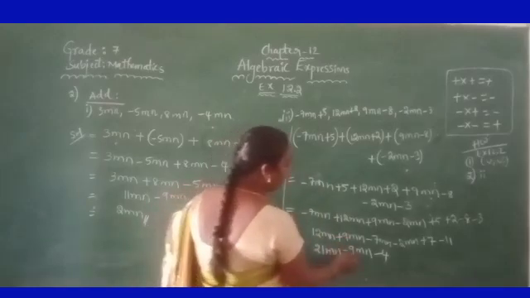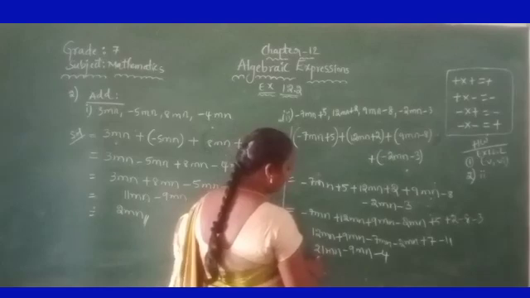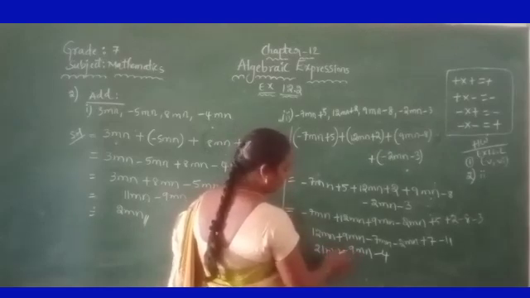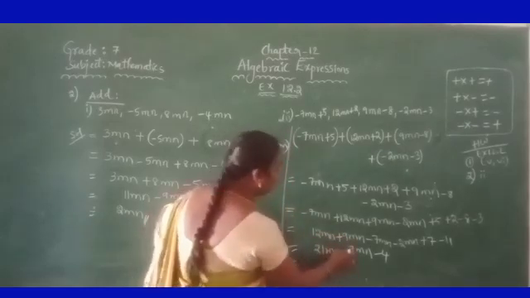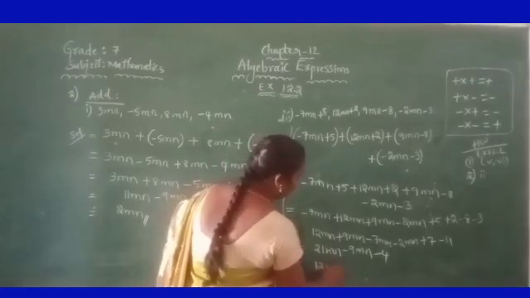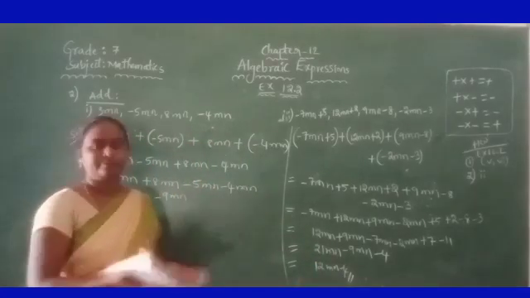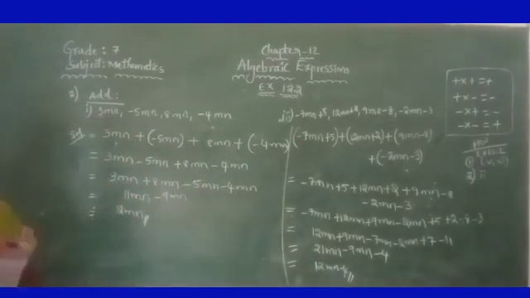Now 21 minus 9. So what is the value? Subtract 21 to 9. How much? Yes, 12mn minus 4. What is the value? 12mn minus 4. Copy them, children.